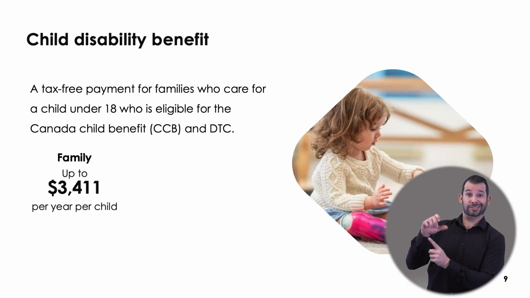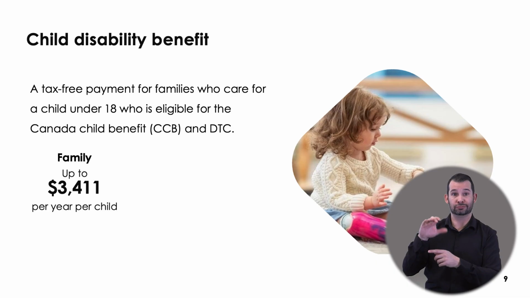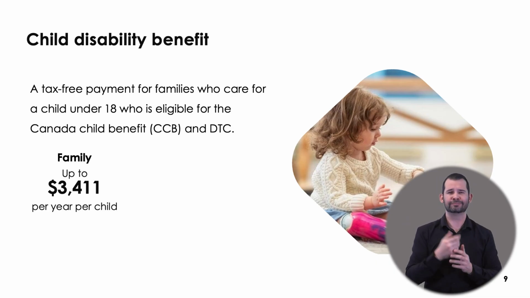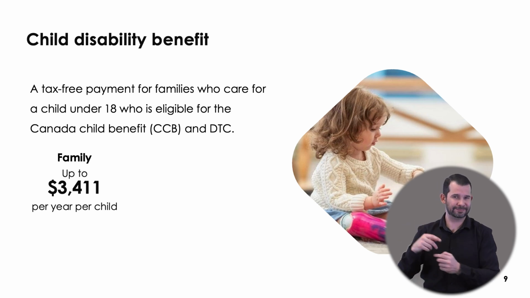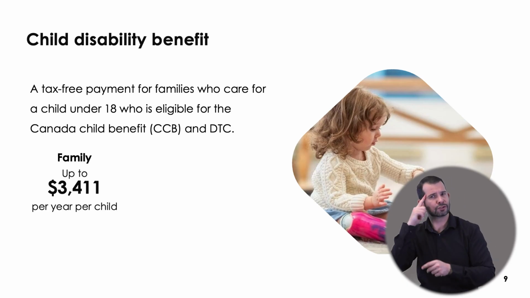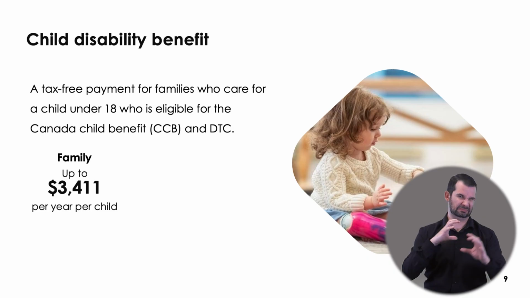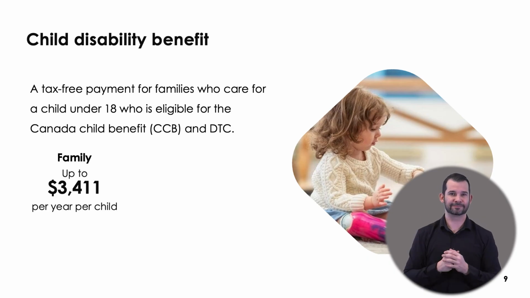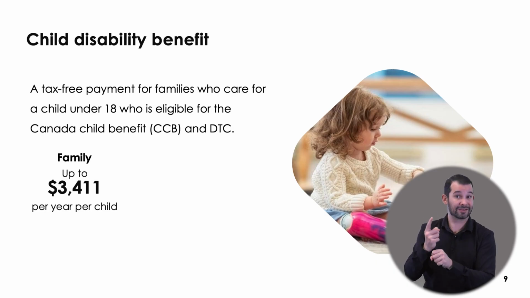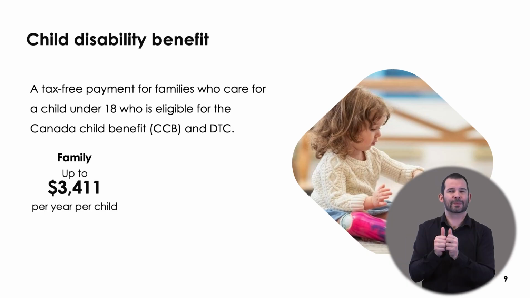Approval for the DTC is required to access certain tax-related measures, including the Child Disability Benefit, Canada Workers Benefit Disability Supplement, and Registered Disability Savings Plan. The Child Disability Benefit is for families caring for a child under 18 who is eligible for the Canada Child Benefit, or the CCB for short, and the DTC. It is a tax-free payment of up to $3,411 annually per eligible child and is paid along with the monthly CCB payment.